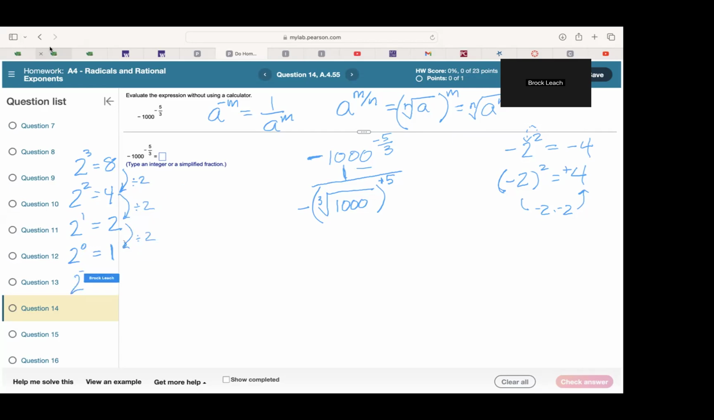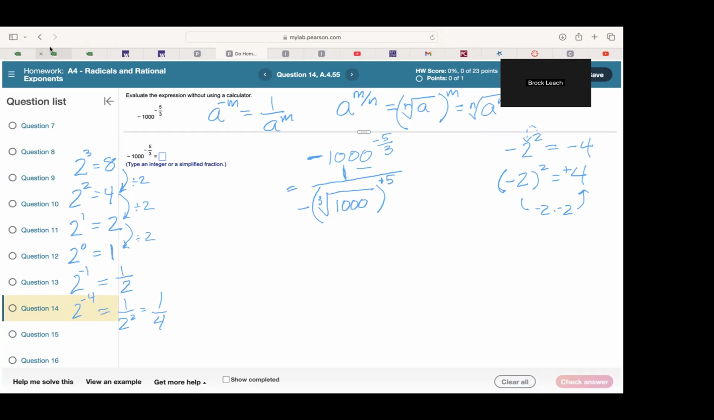And so when we continue that pattern, go 2 to the -1, this is 1 divided by 2, which is 1/2. 2 to the -4 is 1 over 2 to the 4th, or 1/4, 1/2 divided by 2, or times 1/2. So the pattern just continues. So that's why it does that.